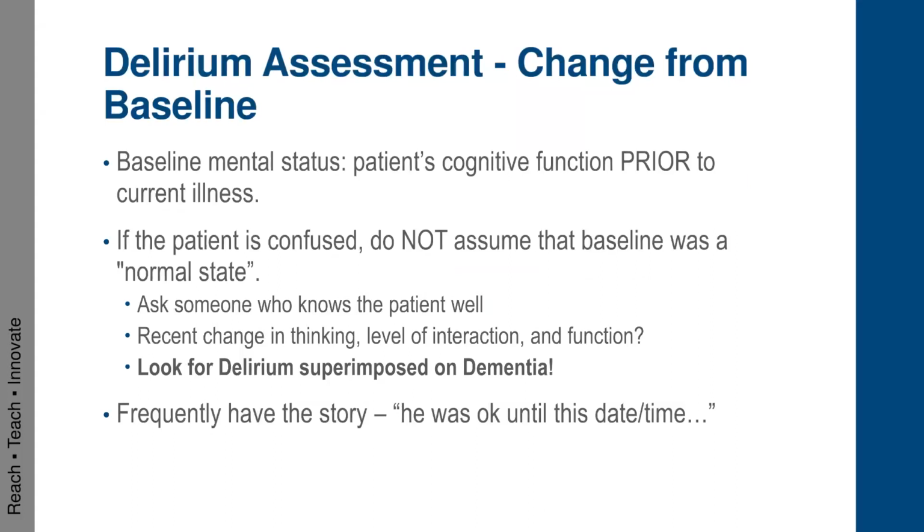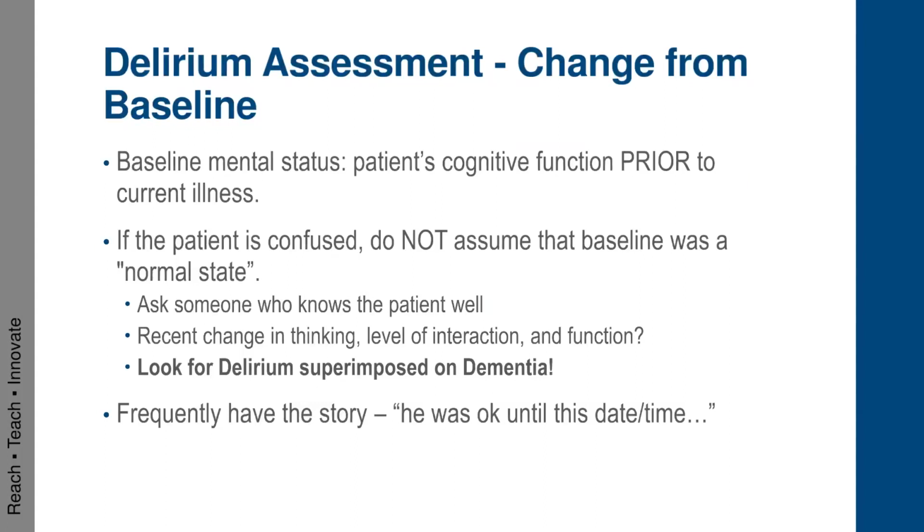So as I mentioned, the critical issue in delirium assessment is change from baseline. This is how the patient was performing prior to their current illness. If the patient is confused, we do not assume that baseline was a normal state. We don't assume that confusion is their normal state. Always assume that prior to this illness they were not confused.